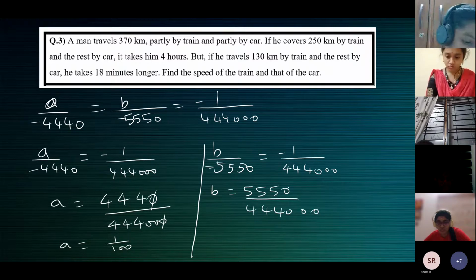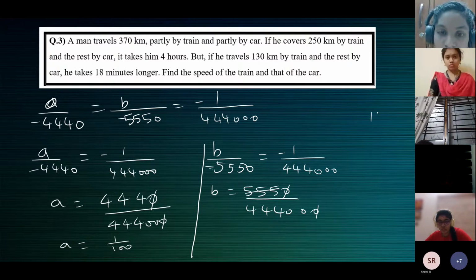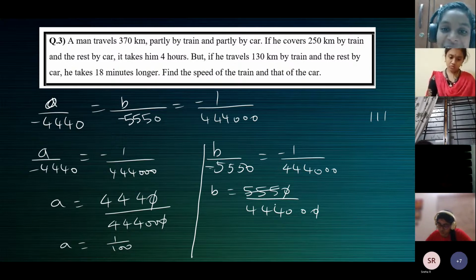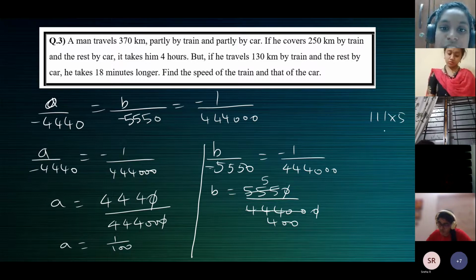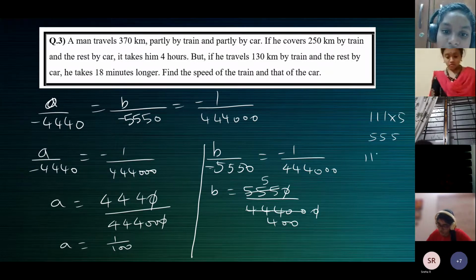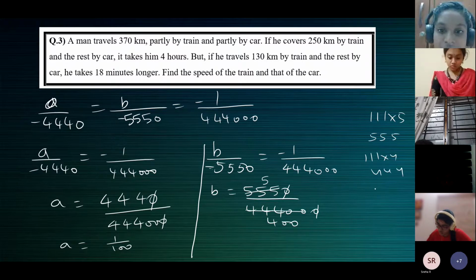Okay, Kanishka. The 0 and 0 get cancelled. In the tables of 111, we can make out that these two numbers are divisible by 111, even if I don't know the 111 tables. So this will be 5 and this will be 400 times. 111 into 5 is 555, 111 into 4 is 444. So in the tables of 111, 5 times, in the tables of 111, 4, and then these two zeros.